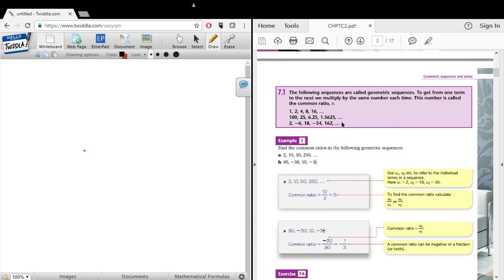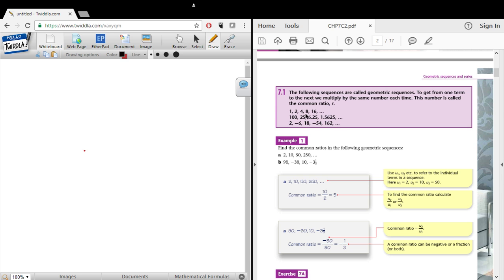So 7.1, the following sequences are called geometric sequences. To get from one term to the next, we multiply by the same number each time. This number is called the common ratio, r. If you recall, when we were doing arithmetic sequences, we had a common difference, which we called d. Here we call it the common ratio.